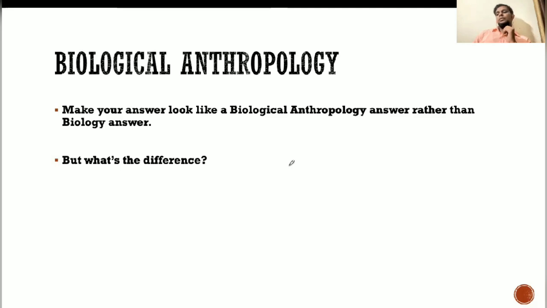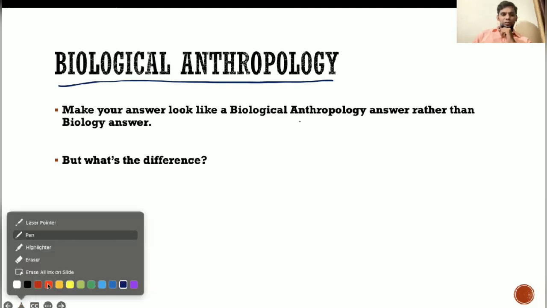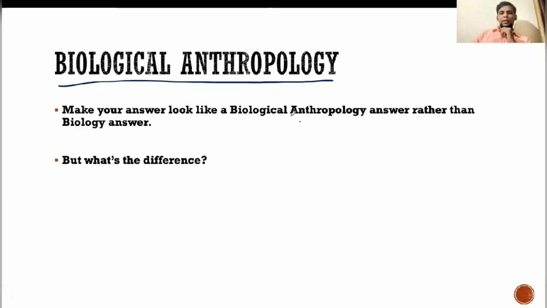So, biological anthropology. One of the most important tips that I can tell you is that you have to make the paper look more anthropological, and I cannot emphasize this enough. It is still an anthropology paper, right? It's still an anthropology paper, not a biology paper.